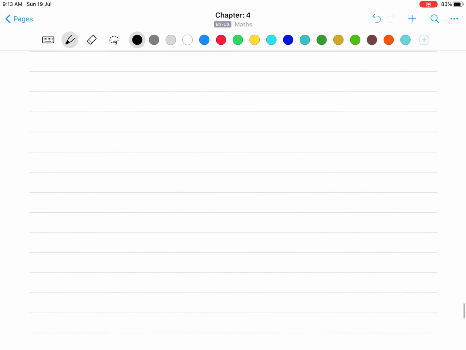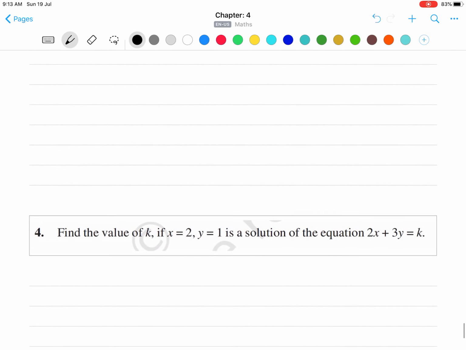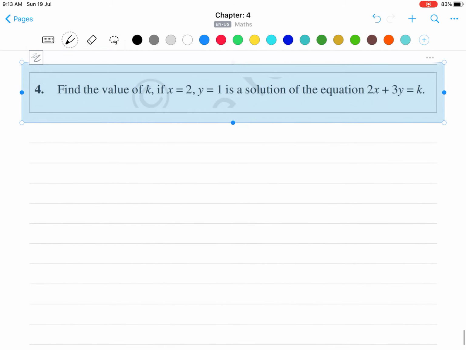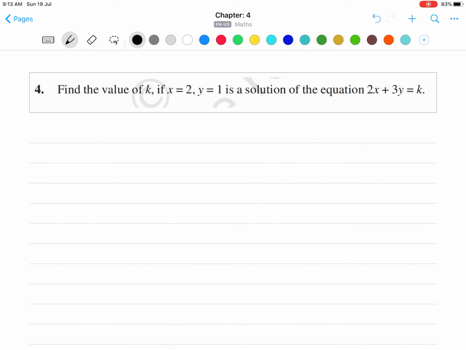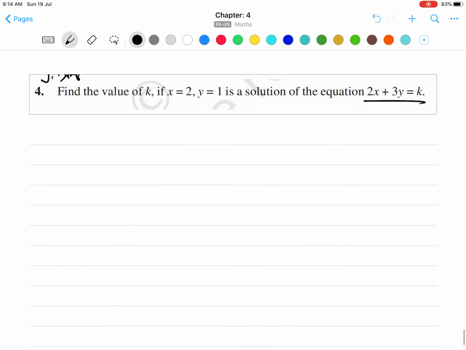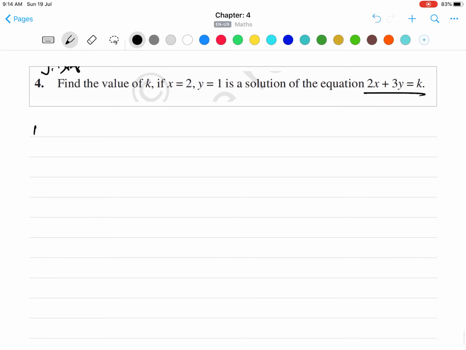Okay, now we have one last question here. This question says: find the value of k if x equals 2 and y equals 1 is a solution of the equation x plus 2y equals k. This is a very important question. You generally have a question of this type in your exam also. So let's start the solution.